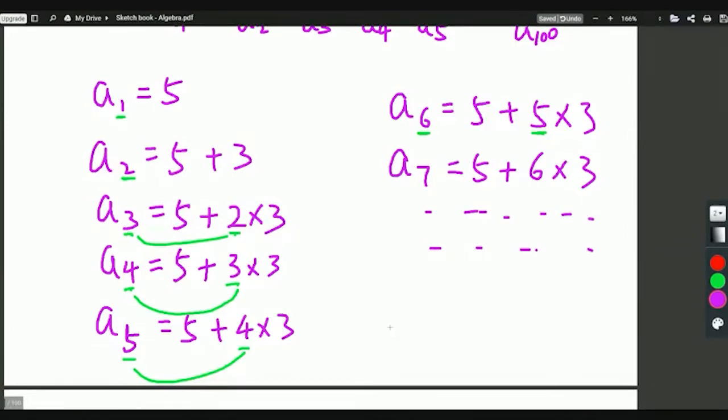But now let's make a big jump. It's going to be a leap, to 100. Can anyone go ahead and tell me, how do I write the A100? How do I write the A100? Go ahead and tell me. A100 will equal what?